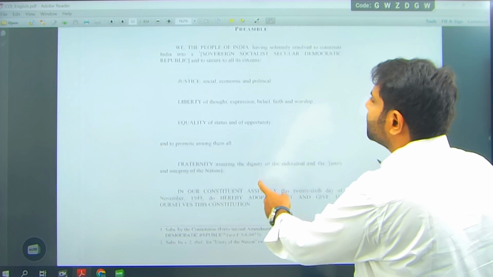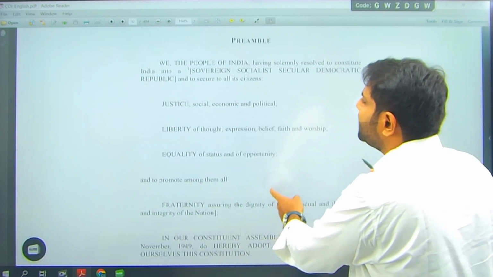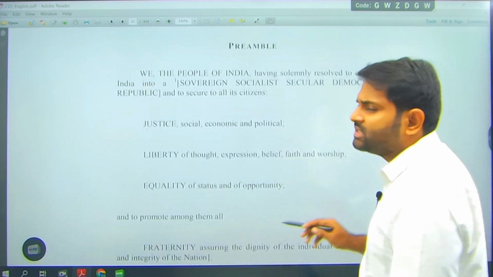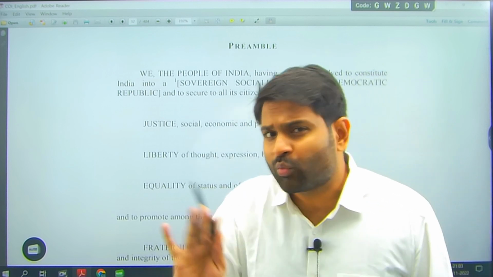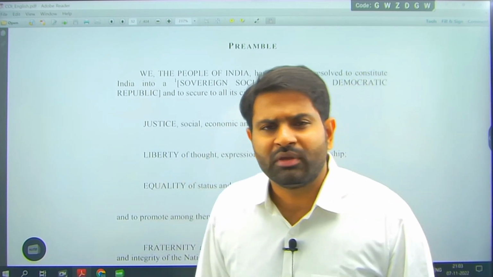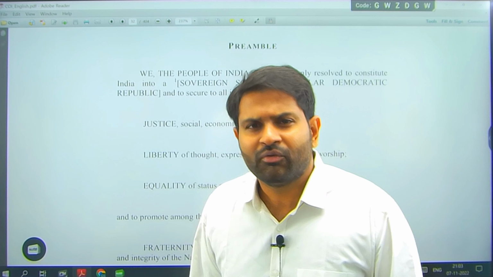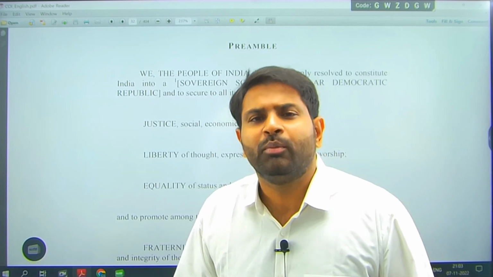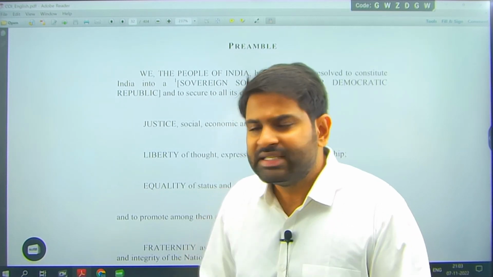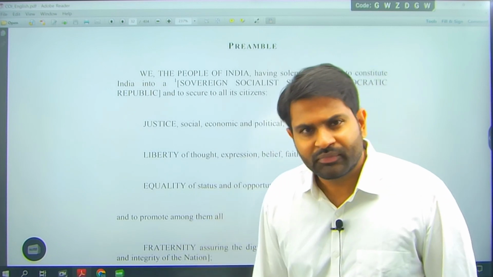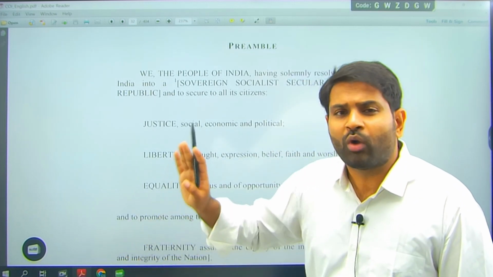These are the features of India, the characters, the ideals of India. Remember this. This is how we want India to be. This is not what India is. People always ask me, is India a democratic country? I say, we are still in process. We are trying to become more democratic. Remember, this is the destination. These are goals and objectives, not what we are now.